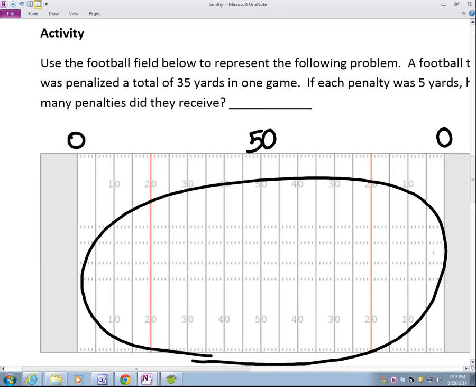Between those, so you can see, you've got these numbers here, which is good. Can you draw something between the 5-yard line and the 10-yard line, showing that that's 5, like a horizontal line? For each one.